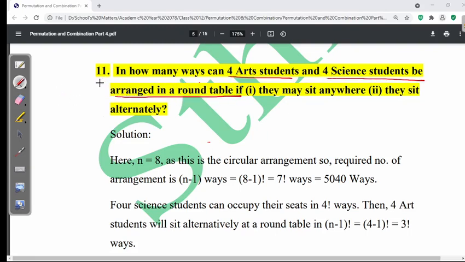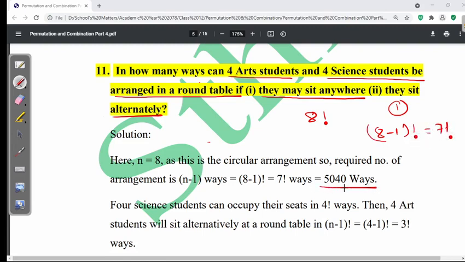This is circular permutation we are discussing. They may sit anywhere and they sit alternatively. This is the question. First, they may sit anywhere. It is a very easy question, because there are 8 students. Out of 8 students, 1 we have to fix in circular arrangement. So 8 minus 1 factorial, that is 7 factorial, which is 5040 ways.